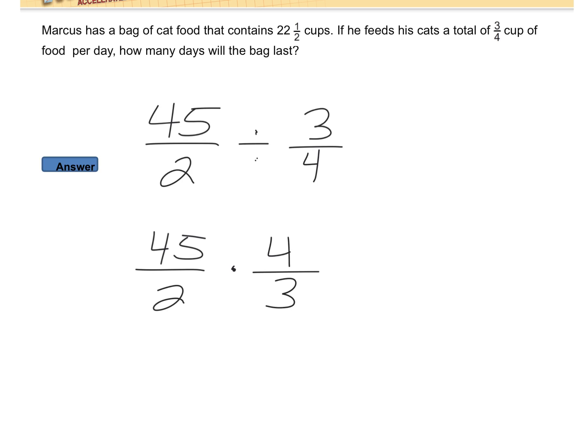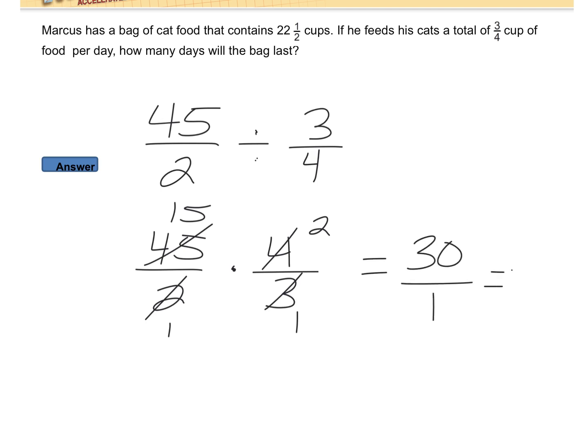Okay? What can we do from here? We can simplify. What simplifies? 4 and 2. What about the others? 45 and 3. Yep, how many times is 3 going into 45? So what do we get for our final answer? 30 over 1, which is just 30. Yep. Nice job.